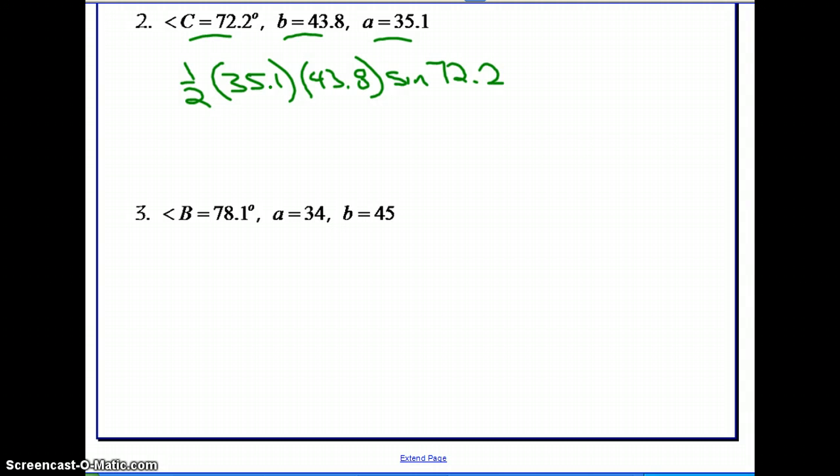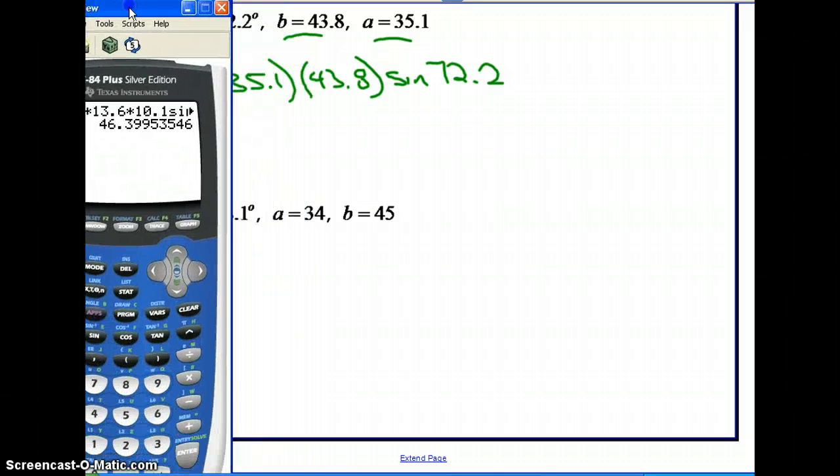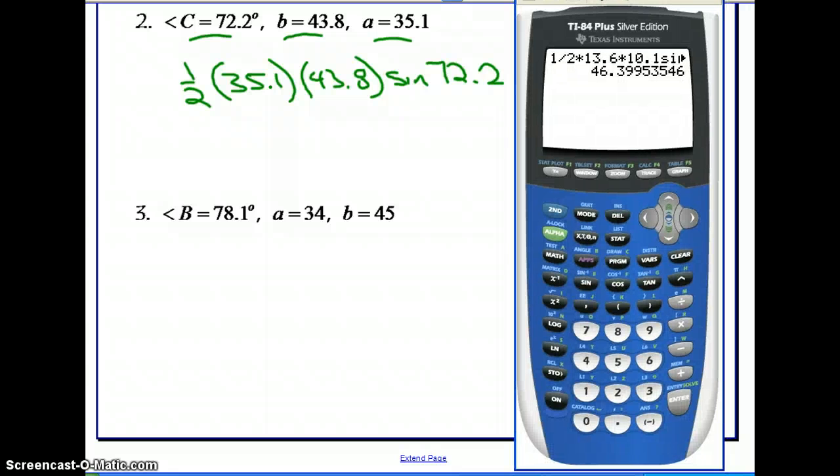Just that easy. Let's quickly get the answer so you can check it and make sure you're doing it correctly. Move this somewhere where we can see the equation. All right, clear that. So I've got 1/2 times 35.1 times 43.8 times sine of 72.2.